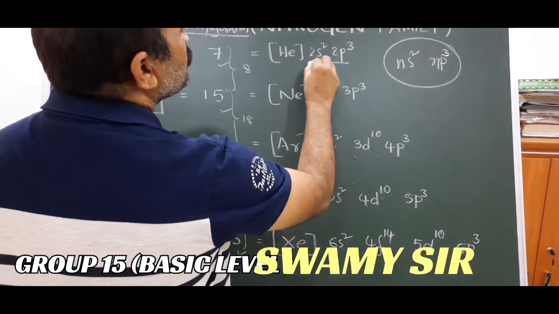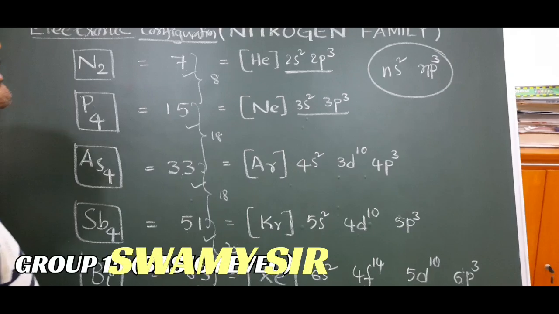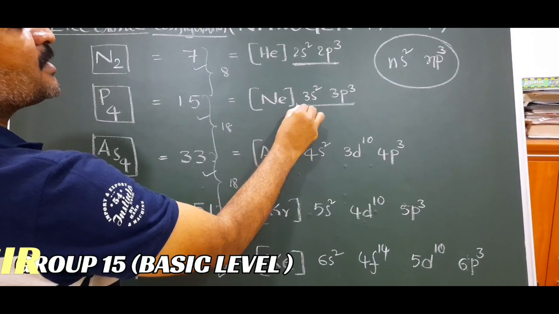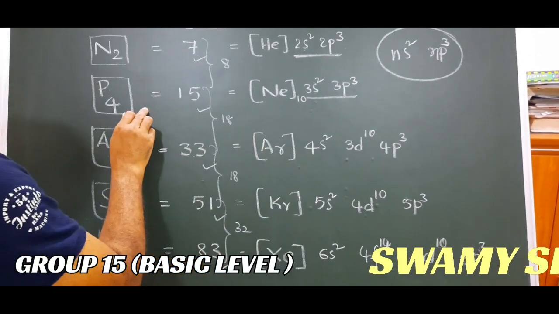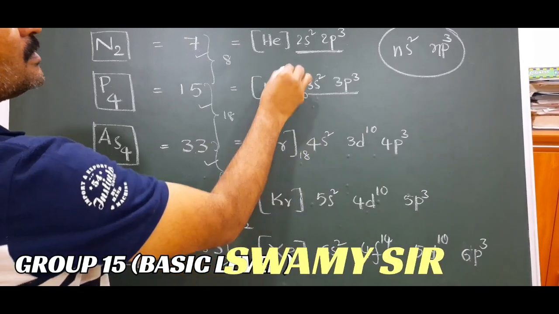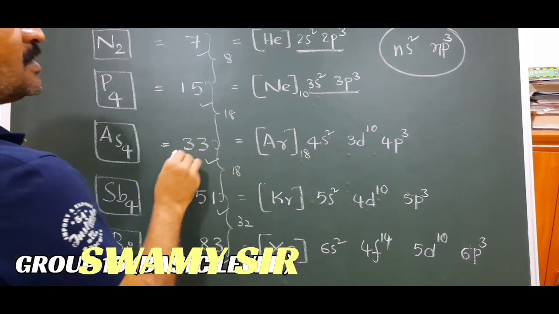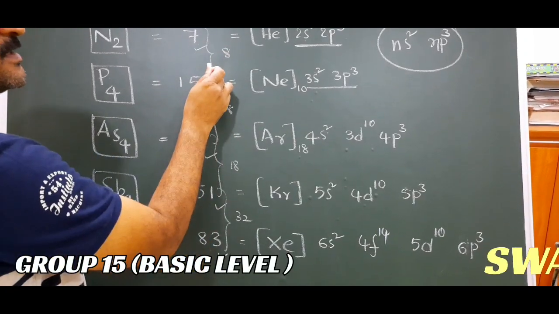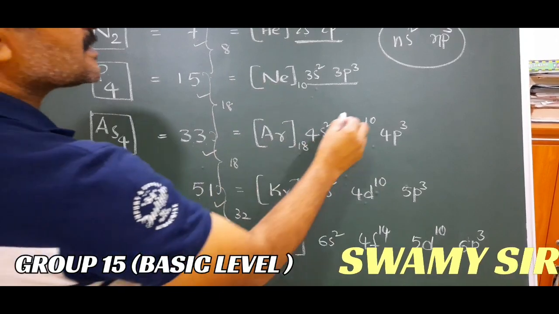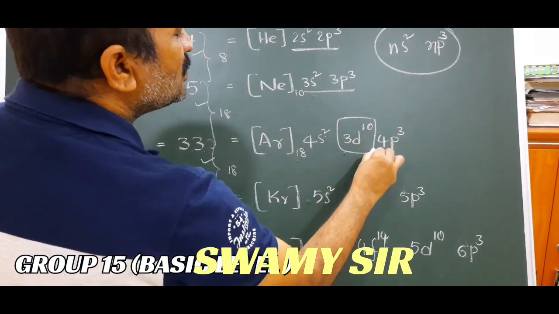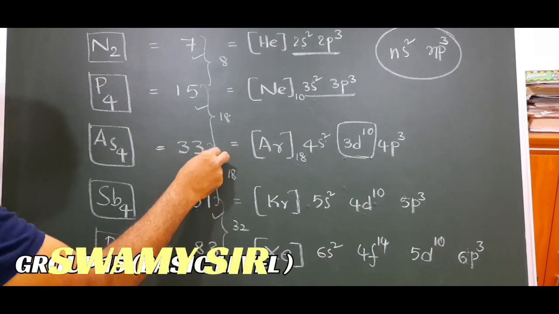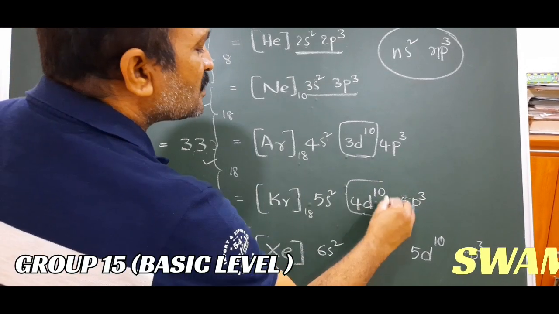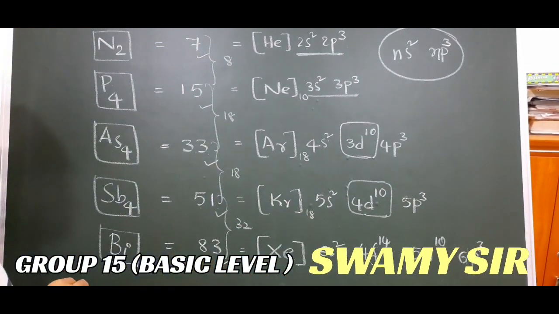After writing 2s2 2p3, I will write the configuration 3s2 3p3. Helium 2s2 2p3. Neon's atomic number is 10. 10 plus 5, 15. Argon 18. 18 plus 15, 33. Here the difference is 18, that means here the difference is 8. Here it is 18, 10 more extra electrons are introduced. So the configuration has 3d10. Here also 18 electrons are there, so 10 more electrons are there. Those 10 more electrons are reflected in the d sublevel.